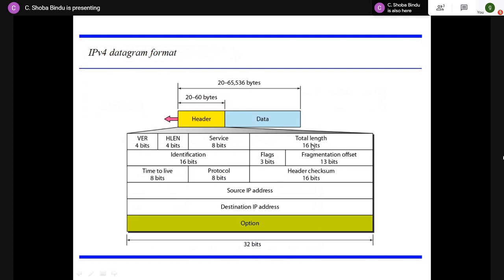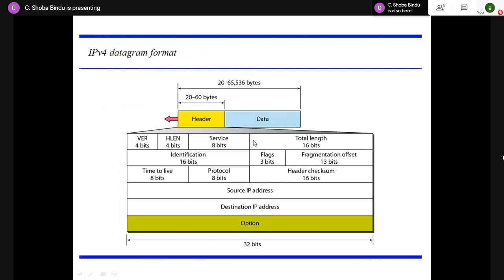With these 16 bits, you can hold a maximum of 2 to the power of 16. So 2 to the power of 16 minus 1. So that is the maximum limit of this IP packet. That is, 2 to the power of 16 comes to 65,536. So the last byte will be 2 to the power of 16 minus 1, so it will be 65,535 is the number for the last byte here. Because the length of this total length field is 16 bits, you can have a maximum of 65,536 bytes, including the header.